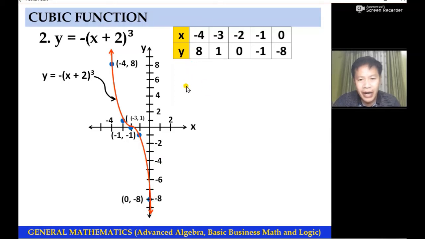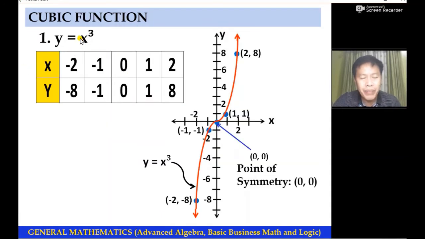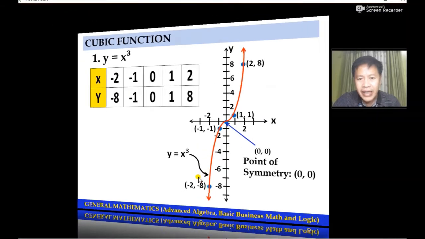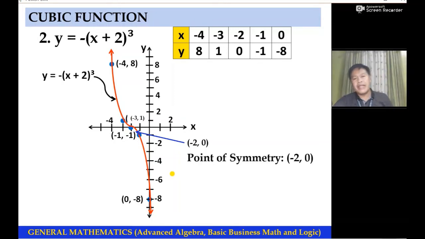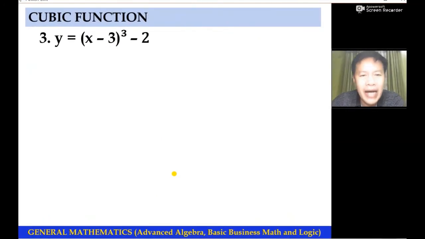Just a while ago, we had this particular form because our cubic term is positive. Now, if our cubic term is negative, like this one. If our A is positive, like this one. If our A is negative, like this, that is the graph given by example number 2. The point of symmetry is this point, and the coordinates are negative 2 and 0, and that is our point of symmetry. Now, we will proceed with the last example of our cubic function.